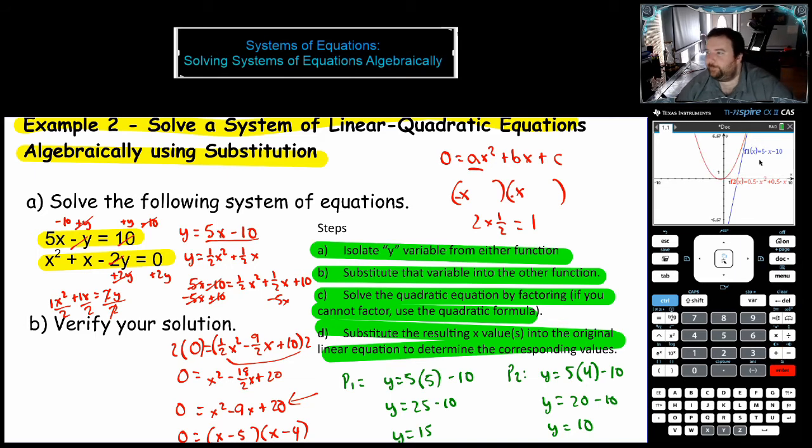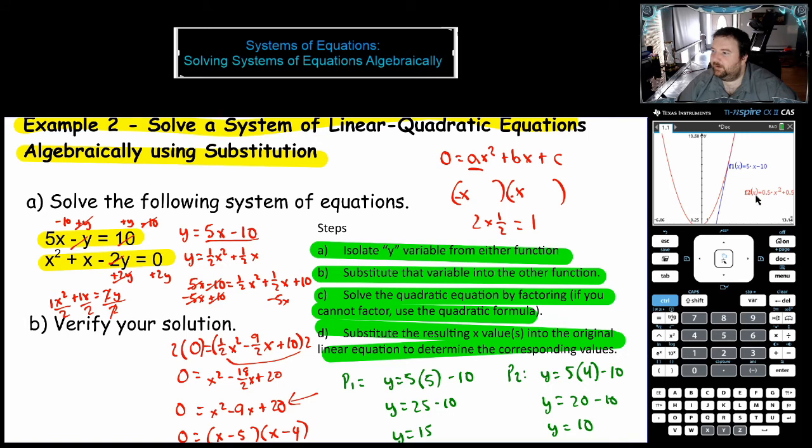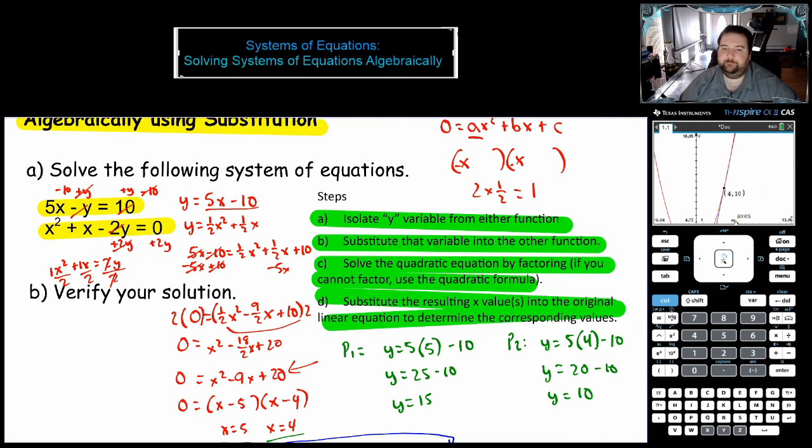So there we go. And I can kind of see here that the points of intersection are, I'm going to get rid of these equations. Points of intersections are somewhere maybe here and there. And I'm going to need to kind of use my intersection feature because I can't really see it. So let's go ahead and highlight there. There, we found it. 4 and 10.